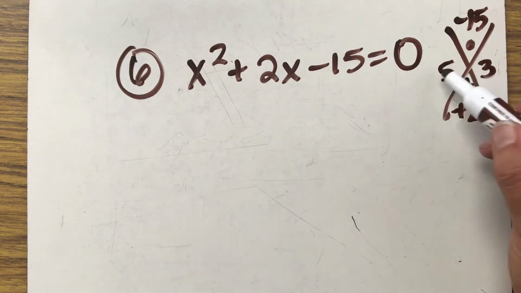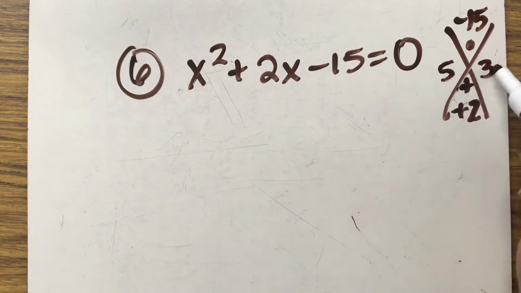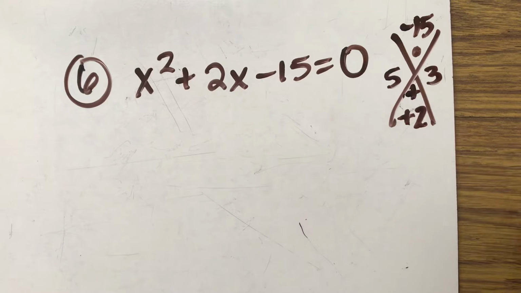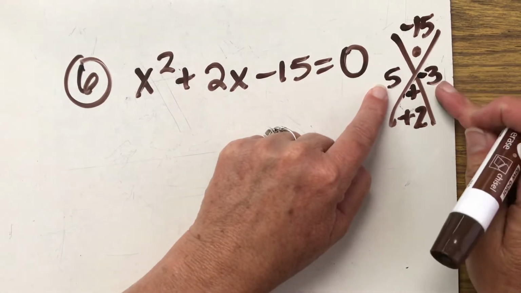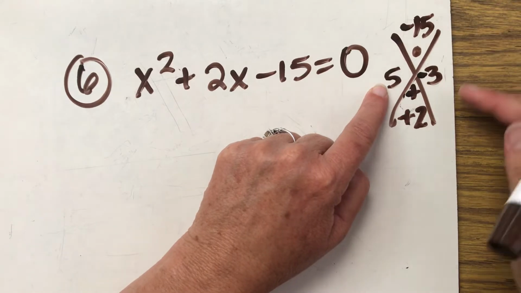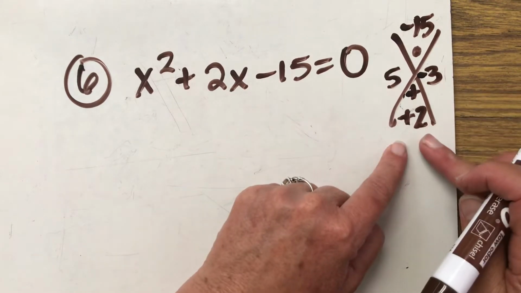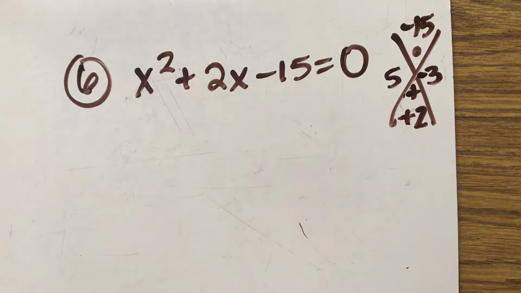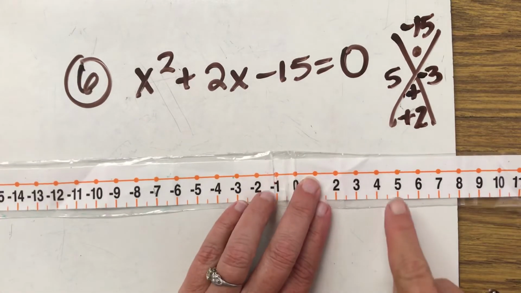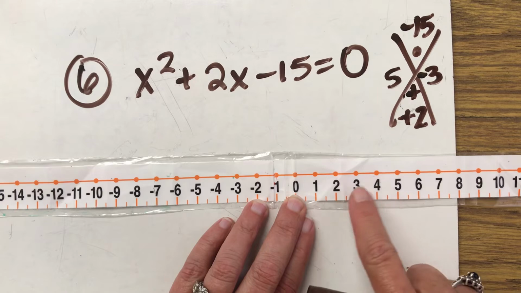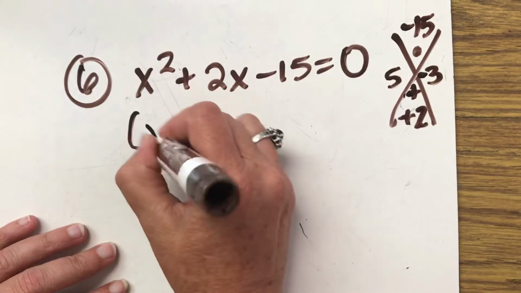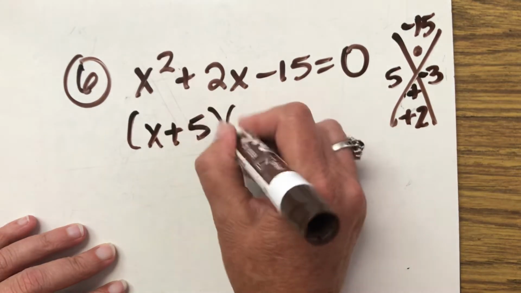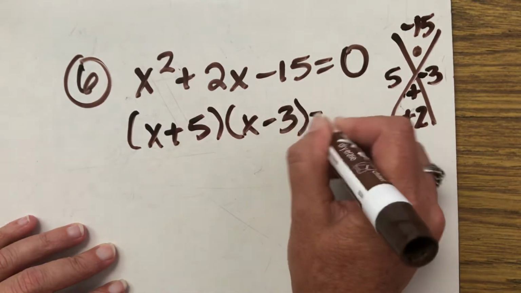One of these has to be negative, because for two numbers that multiply together to give me a negative, one of them must be negative. So I'm going to go with -3. 5 times -3 is -15. Check. 5 take away 3 is a positive 2 on the number line. Let's check it out. 5, go back 3. 1, 2, 3. Looks like a positive 2 to me. So we now have our factors of x plus 5 and x minus 3.